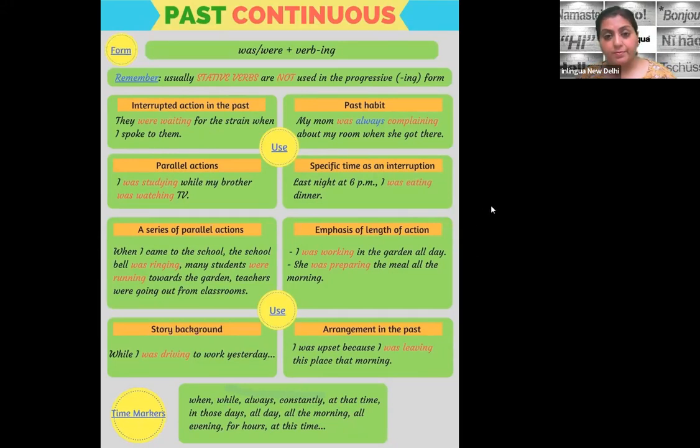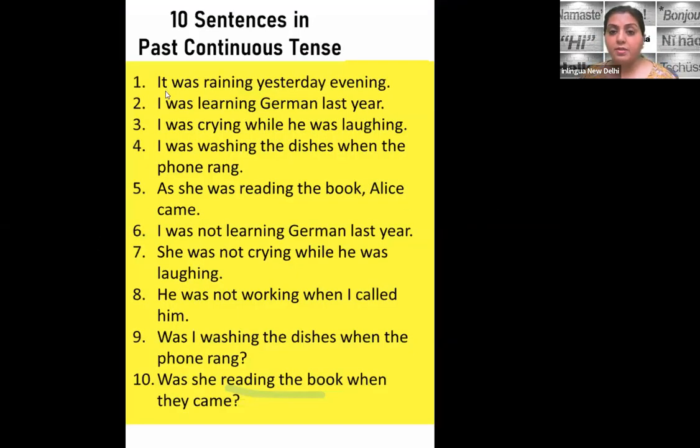Some more examples. It was raining yesterday evening. I was learning German last year. Yesterday evening and last year are time indicators. I was crying while he was laughing. Two ing actions connected with while. I was washing the dishes when the phone rang. One ing action and one past simple. As she was reading the book, Alice came. Or when she was reading the book, Alice came.